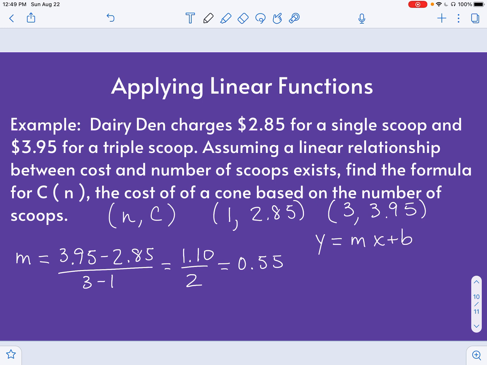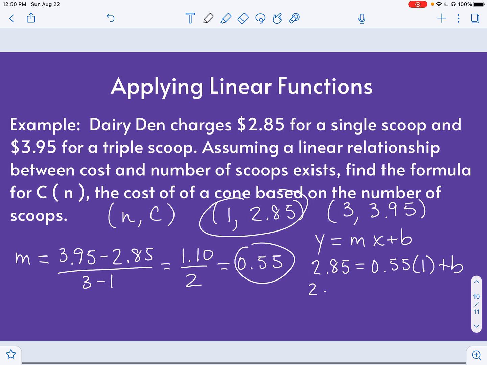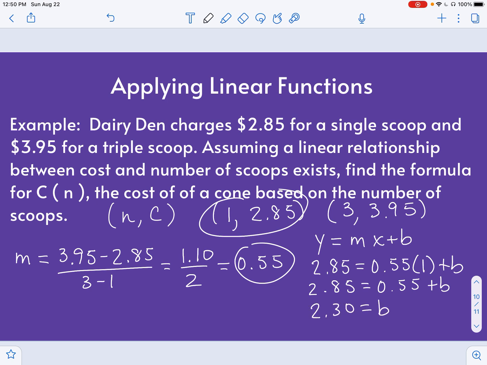So I'll use this point and that slope. I'm going to say 2.85 equals slope times my x value plus b. 55 cents times 1 is just 55 cents. And so then I get $2.30 as my b, as my y-intercept. Kind of an expensive cone. Better be a really big waffle cone dipped in chocolate and sprinkles if I'm going to spend $2.30 on that cone.